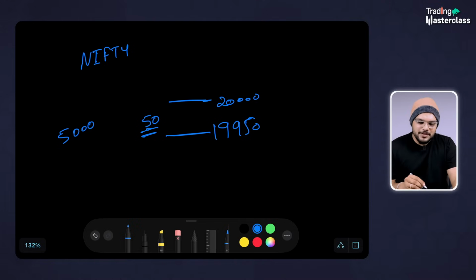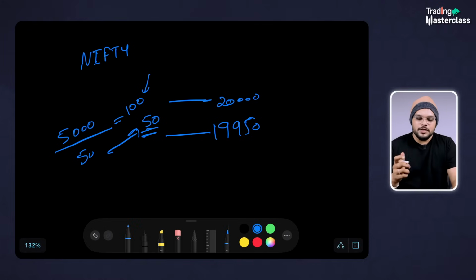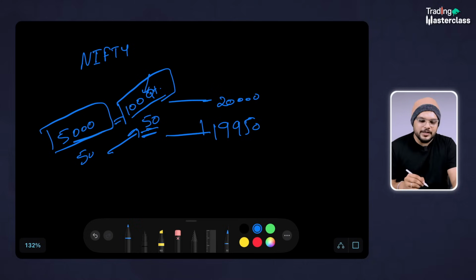Well, in this particular case, we are going to divide this 5,000 by 50. That is the strategy's risk. And in this case, we get 100. So this would be your quantity in this particular case. By opting for 100 quantities in this trade, even though the stop loss triggers, you are limiting your risk to 5,000 rupees. That is your comfortable risk.